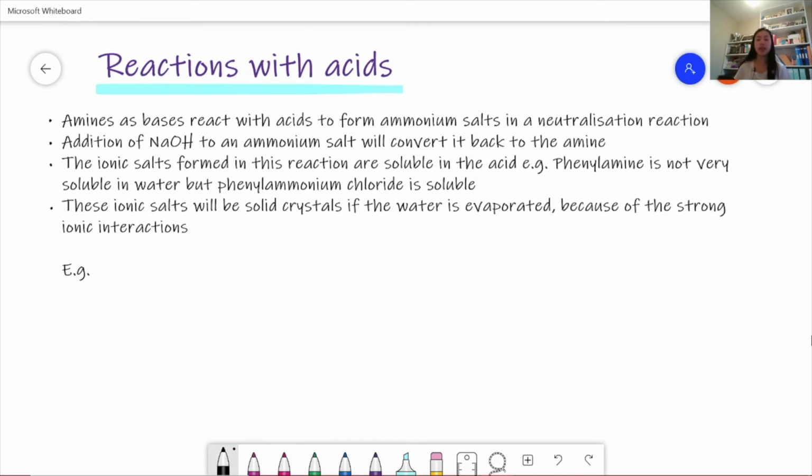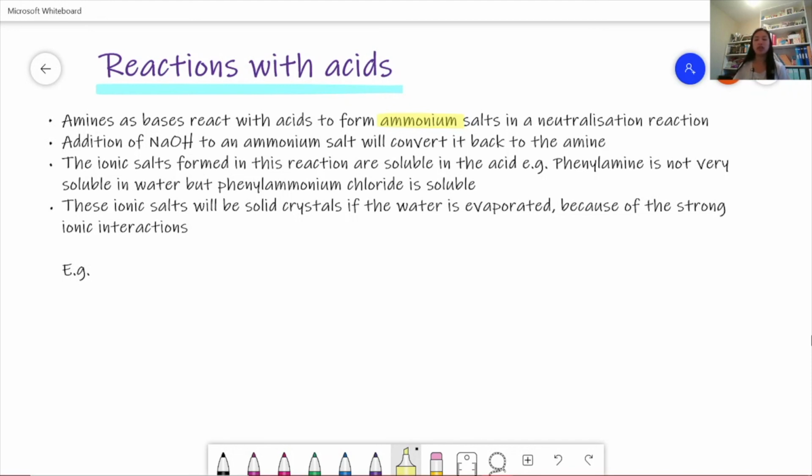The next reaction we have to look at is the reaction with acids. So amines as bases react with acids to form ammonium salts in a neutralization reaction. And this is because the salt formed will be neutral. And the addition of sodium hydroxide to an ammonium salt will convert it back to the amine. The ionic salts formed in this reaction are soluble. So for example, phenylamine is not very soluble in water, but the ammonium salt, phenyl ammonium chloride, is soluble.